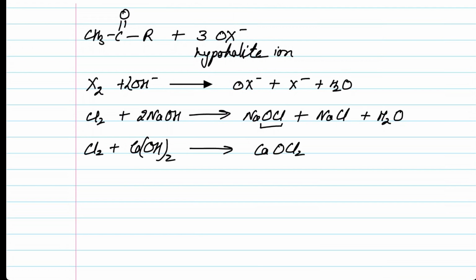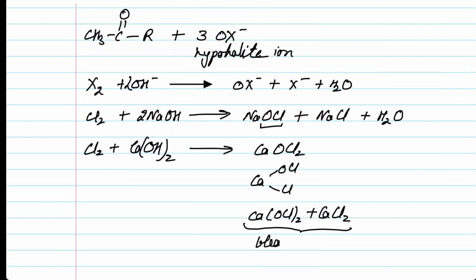Now, we can write it as CaOCl and Cl. We can write it as Ca(OCl) whole twice plus CaCl2. Now, this particular mixture, any of these reagents which we can consider, is what we know as the bleaching powder. So bleaching powder is also capable of doing this reaction.